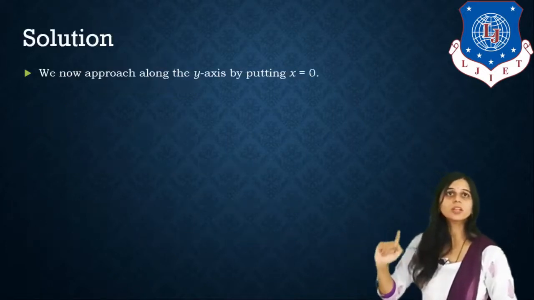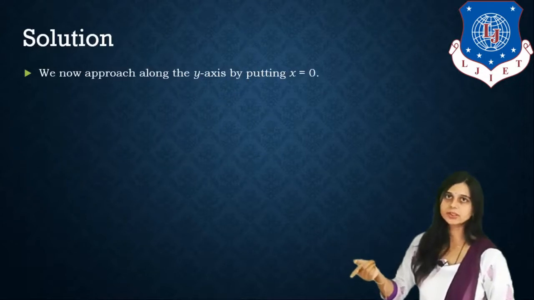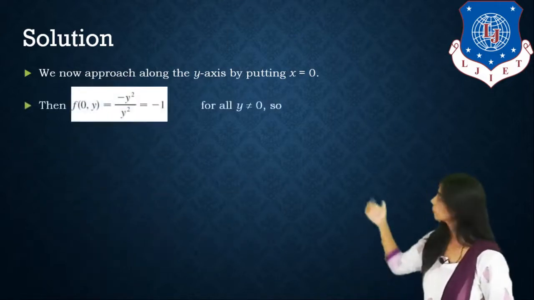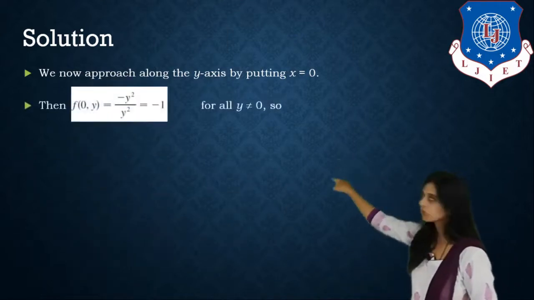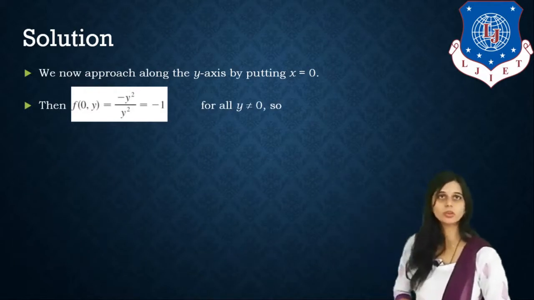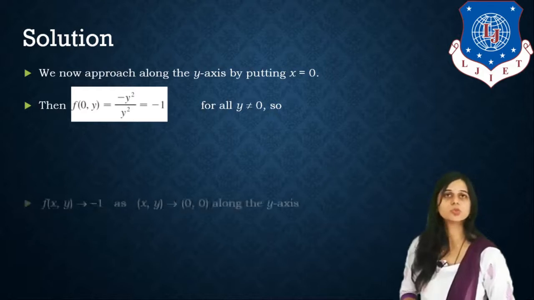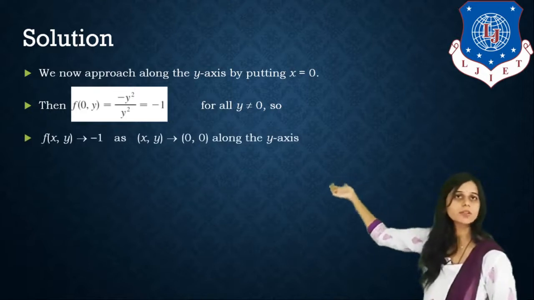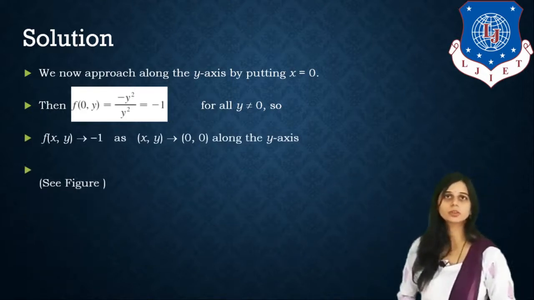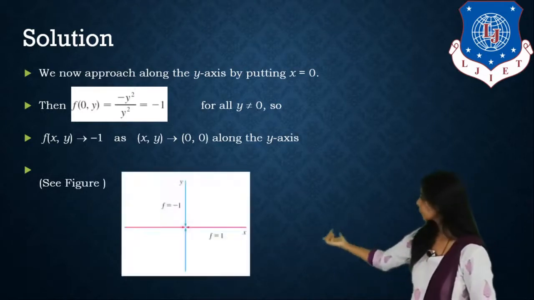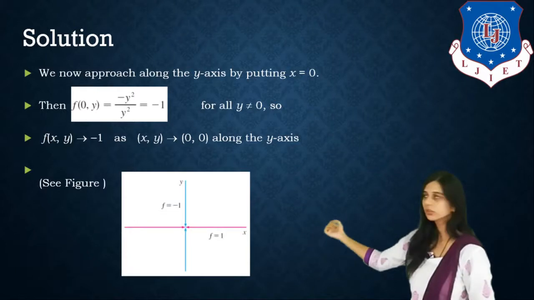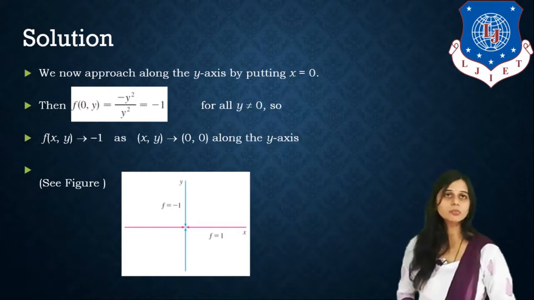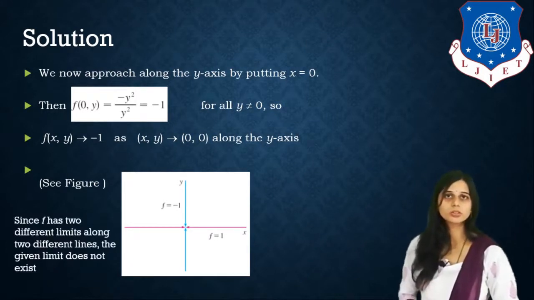Okay. Now we are taking the next path. It is for the y-axis. This is path 2. So we are now approaching along the y-axis, x equal to 0. With x equal to 0, we get minus y square by y square equal to minus 1, where y does not equal 0. So the function value we are getting is minus 1 for (x, y) tends to (0, 0) along the y-axis. Now see the figure. For path 1 on the x-axis, we are getting f equal to 1, and on the y-axis f equal to minus 1. So in this case, we are getting different limits for the function. So the limit does not exist.